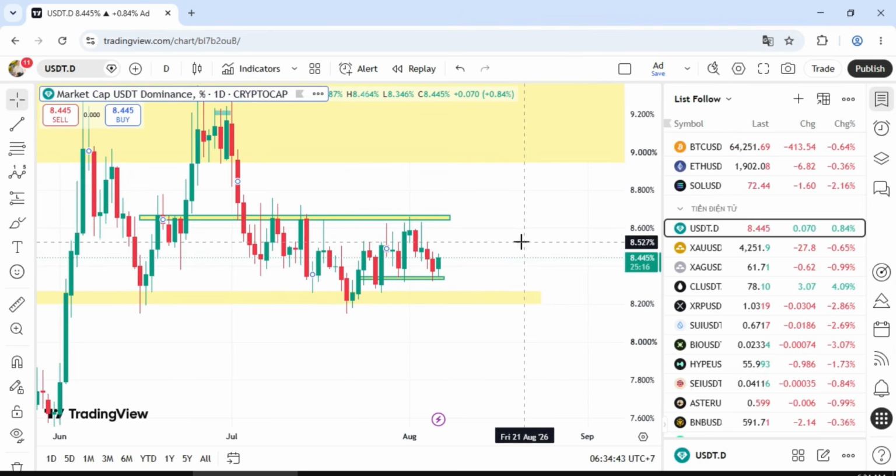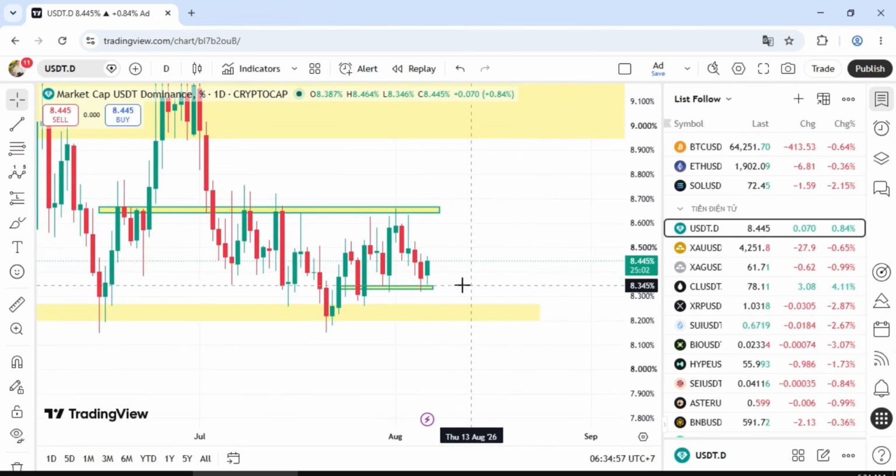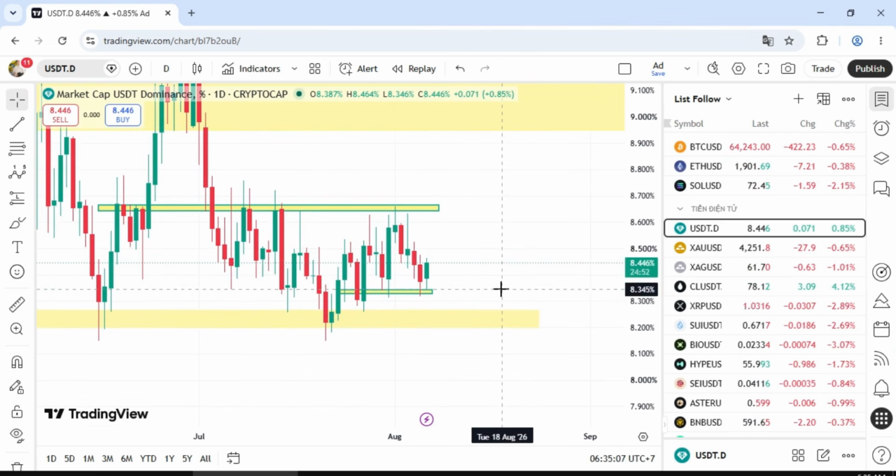And now let's start analyzing what the market trend will be like this morning. Here on the screen, we see USDT.D, the market share of the dollar. There are 30 minutes left until the USDT.D candle closes. So it's likely that this morning we will see USDT.D close a daily candle. It's a green candle with quite strong upward momentum.